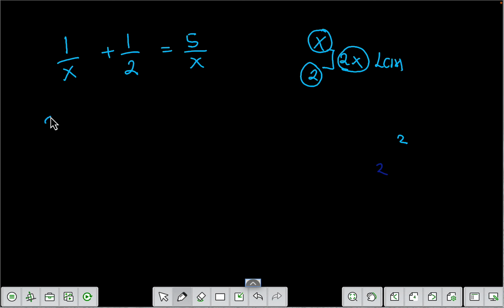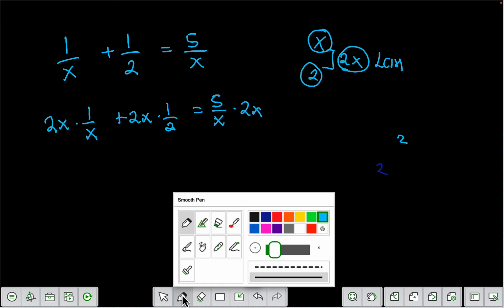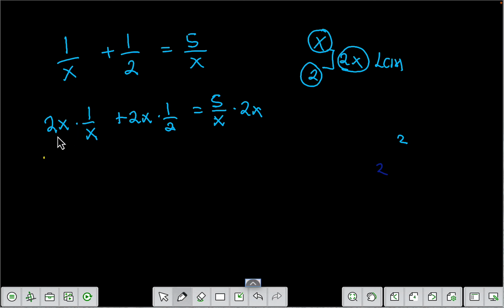So if I multiply 2x by 1 over x, plus 2x by 1 over 2, equals 5 over x times 2x, then I can cancel out the common terms. So I multiplied x and 2 to get 2x. If I'm dividing 2x by x, that should give me 2. This and that will cancel out. This and that will cancel off. This and that will cancel off.